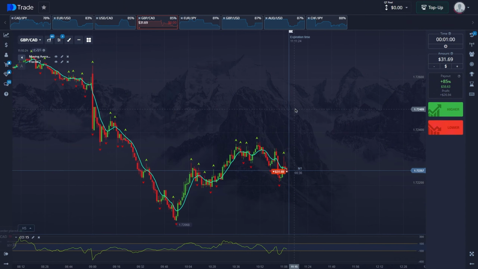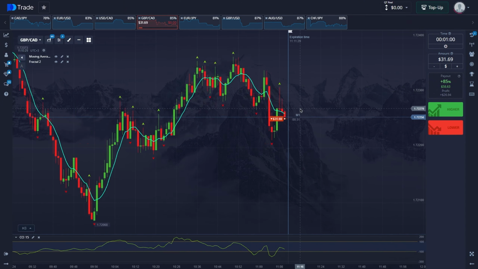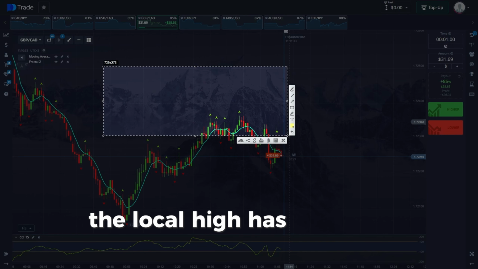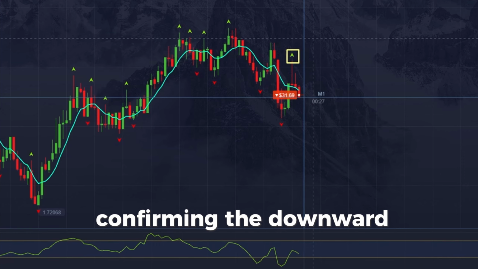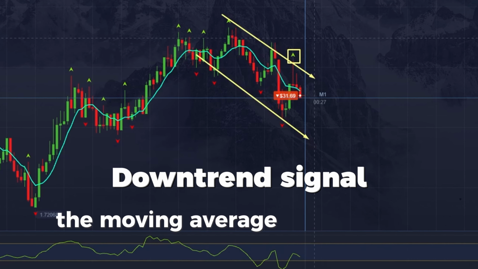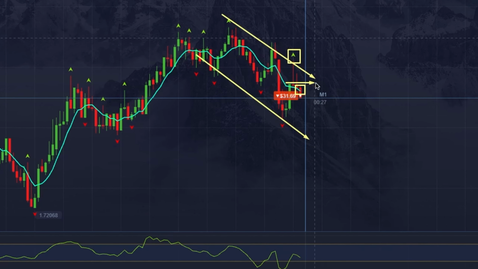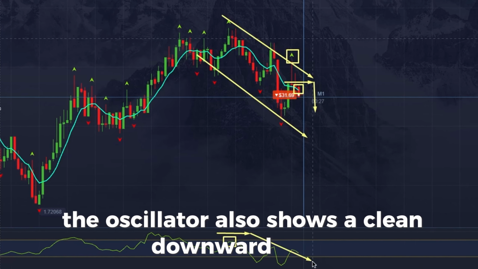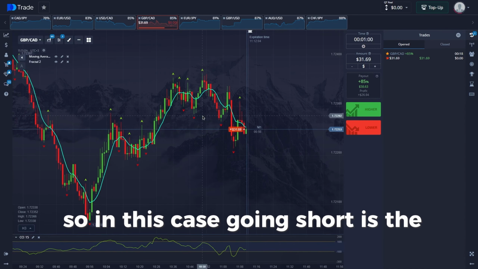Here we're opening a trade to go down, a solid entry. We're moving with the actual trend. Let's highlight the working zone. The local high has just been updated, confirming the downward direction. In this area, the moving average crossed from top to bottom. That's our trend following short signal. The oscillator also shows a clean downward move, so in this case, going short is the right call.